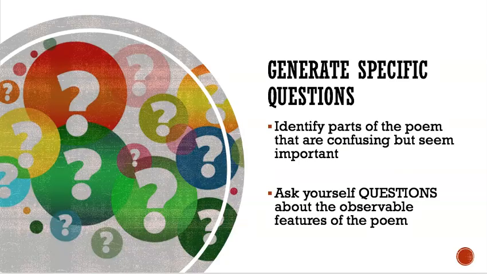Then, based on what you've observed, generate some specific questions. Are there parts of the poem that are confusing? Are there features of the poem that contribute to the meaning, but you're not quite sure how or why they do?